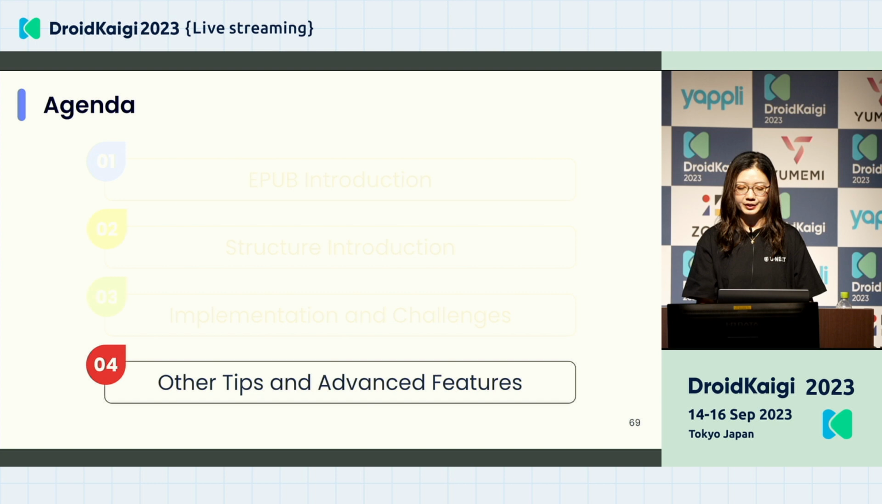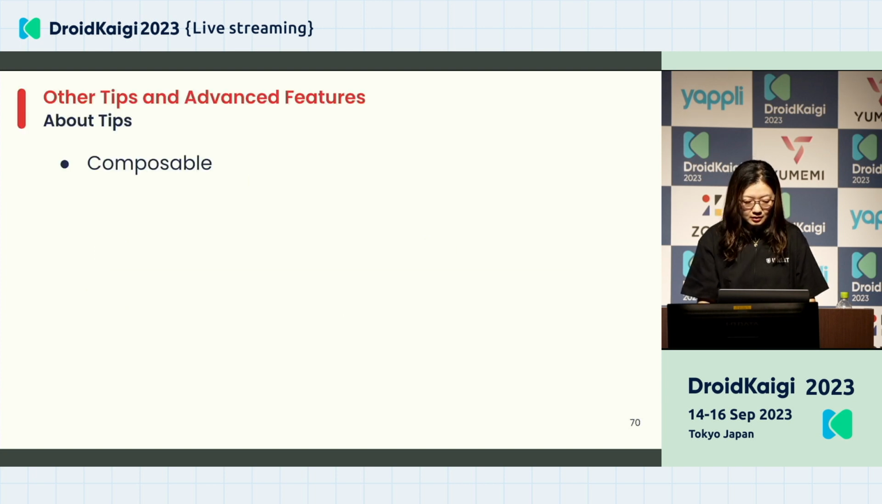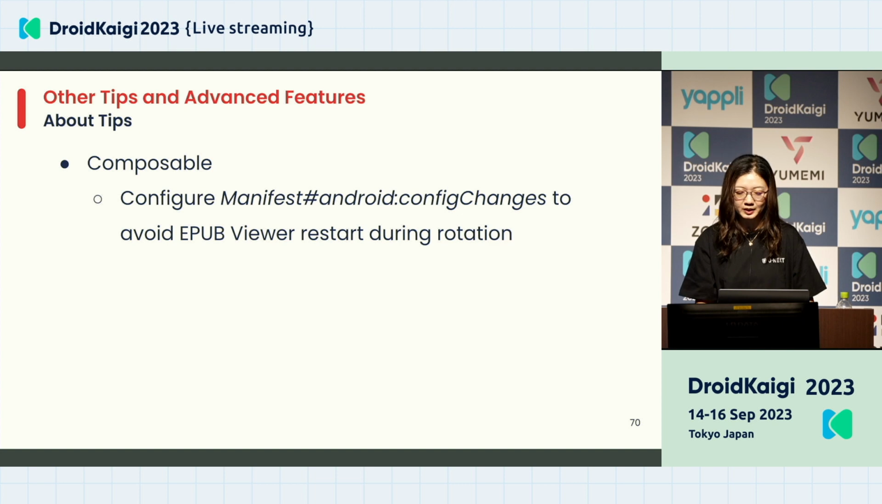Lastly, let's see other tips and advanced features around Epub. The first tip is essential but often overlooked. By default, the viewer composable will be recomposed with the loading process each time your activity is recreated. If you want to skip this, configure your manifest file to skip recreation in some specific situations. This small adjustment can greatly enhance the user's uninterrupted reading experience.